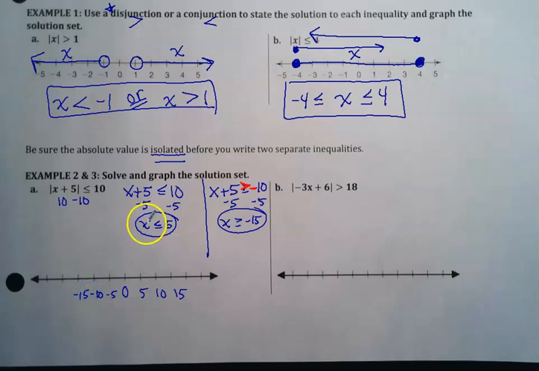Okay, so let's see what we got. x is less than or equal to 5. So I'm going to graph these and then find my overall solution. And x is greater than or equal to negative 15. My area of overlap, my solution here, is negative 15 to positive 5, and my x's are in between there. So I'm going to write that combined conjunction: negative 15 is less than or equal to x is less than or equal to 5.